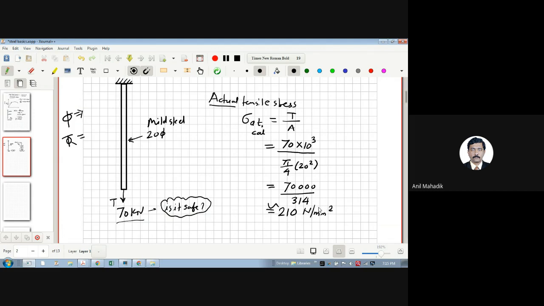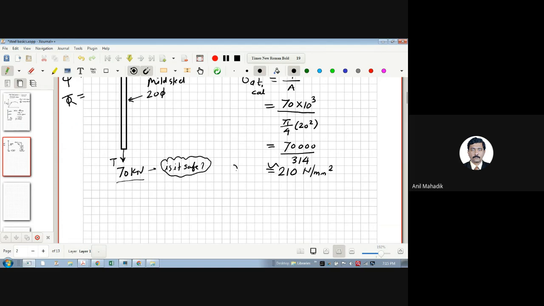So is it safe or not? Yes, it is safe because it is less than 250. No. See, this is not safe because what is our permissible stress? 0.6 fy, that is 0.6 into 250, which is 150 Newton per mm square, and therefore it is not safe because the stress is more than 150 Newton per mm square.